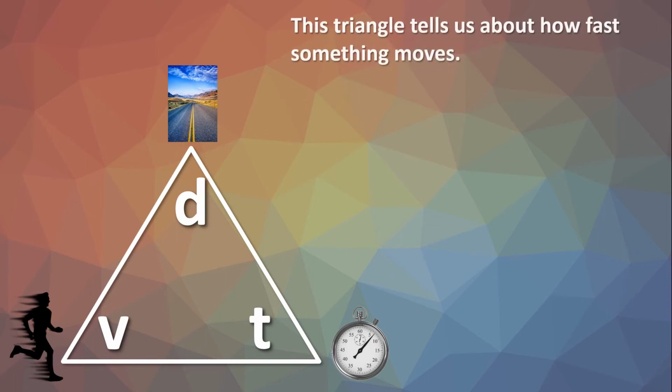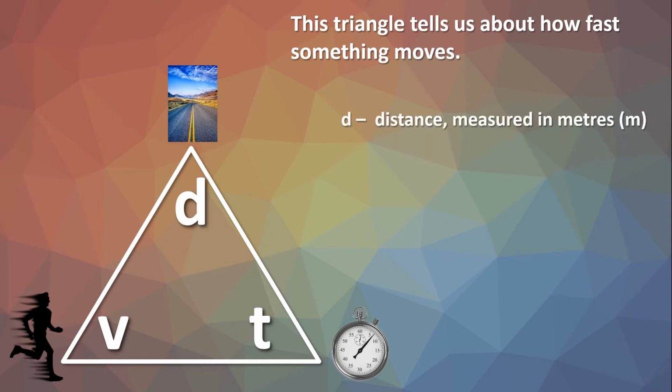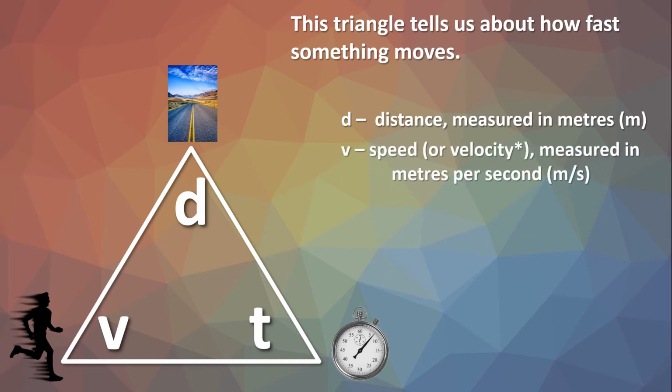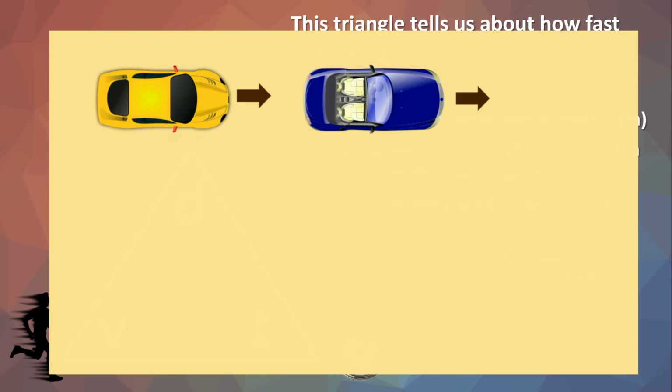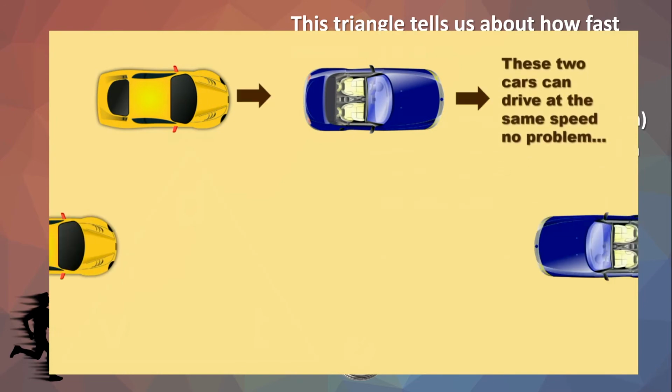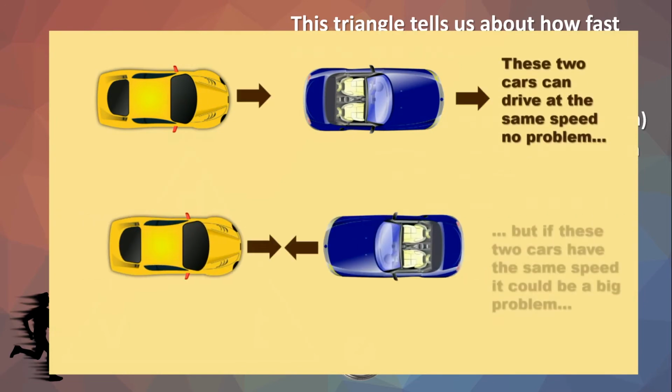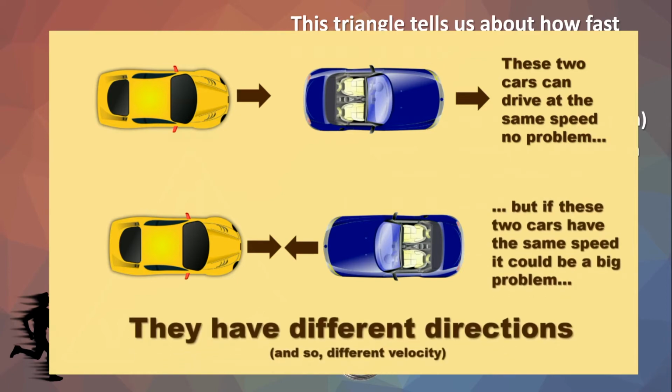Our next triangle is the speed equation. This tells us how fast something is moving through space. In this equation, d is distance measured in meters, how far you go. V is the speed or velocity measured in meters per second, how fast you are going. And t is time measured in seconds. Speed and velocity are nearly the same thing, but not quite. The important thing is velocity has a direction.